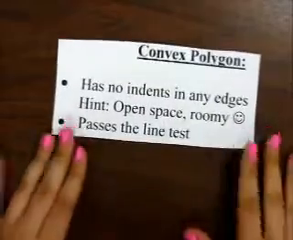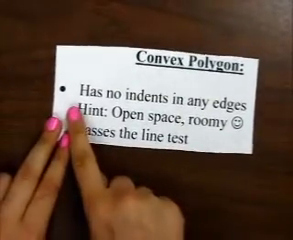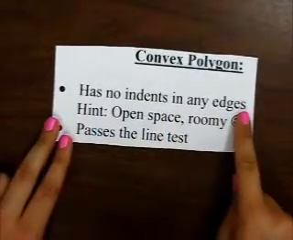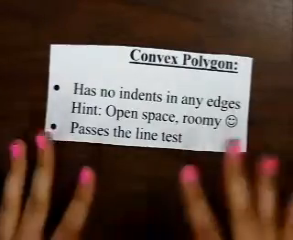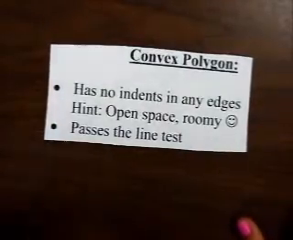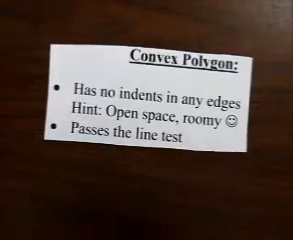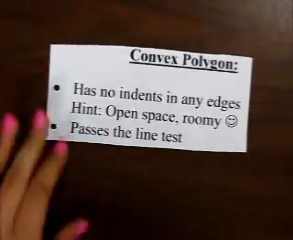Now let's take a look at a convex polygon. What is a convex polygon? A convex polygon does not have any indents or edges. It's very roomy, there's a lot of space, and it does pass the line test. So when we think about a convex polygon, we want to think of the Simpsons classroom that has a lot of space. The kids are not crammed in a closet, there's a lot of room, and it's comfortable.